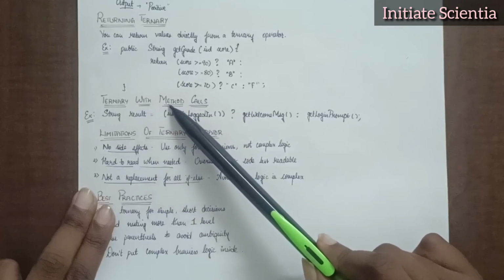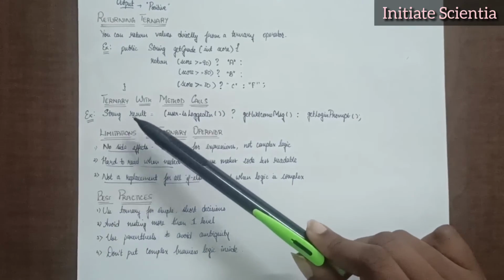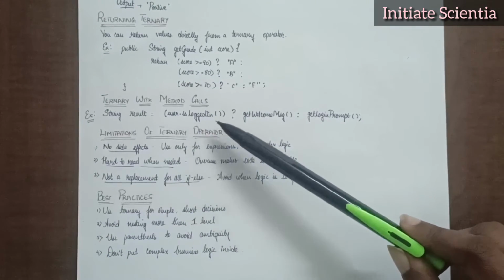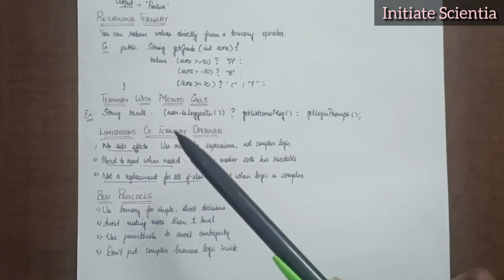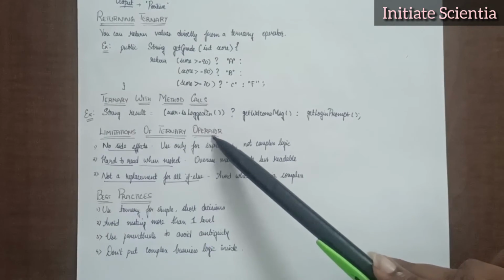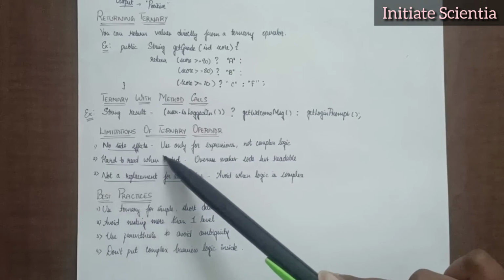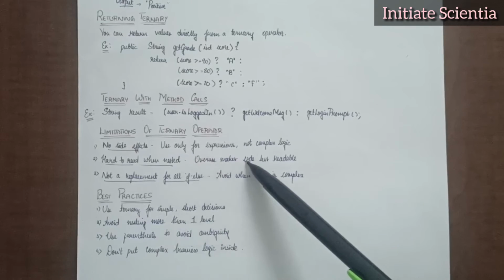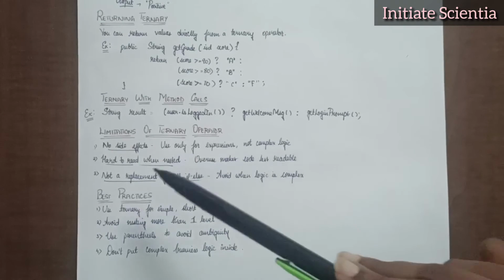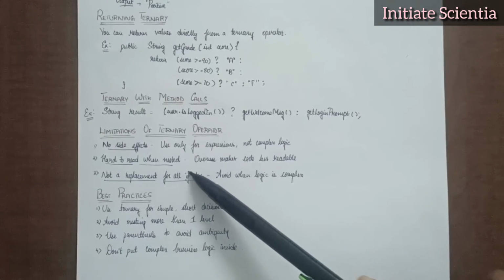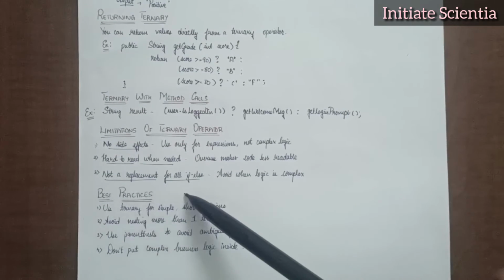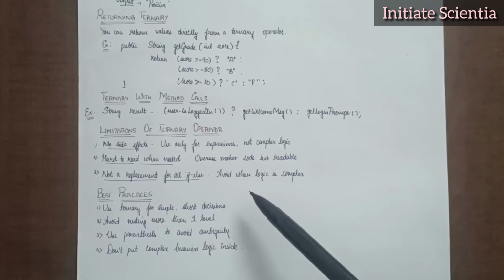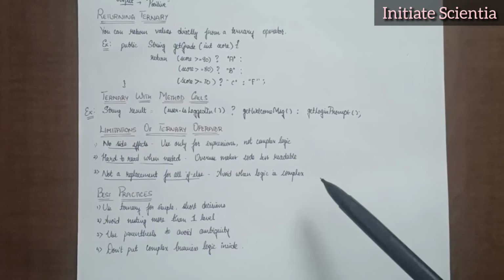So, ternary with method calls. Example: String result equals user is logged in, getWelcomeMessage or getLoginPrompt. Limitations of the ternary operator: no side effects, used only for expressions, not complex logic. It is hard to read when nested. Overuse makes the code less readable. Not a replacement for all if-else, and avoid it when logic is complex.